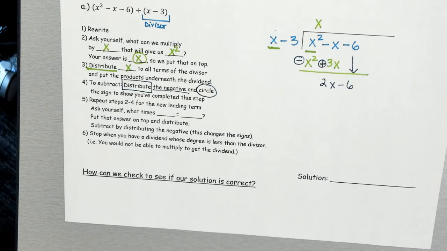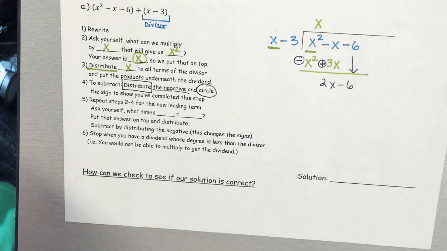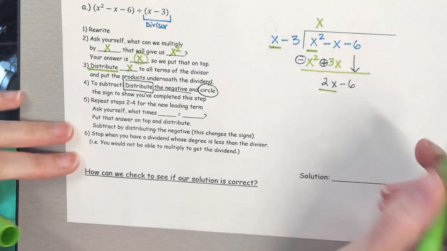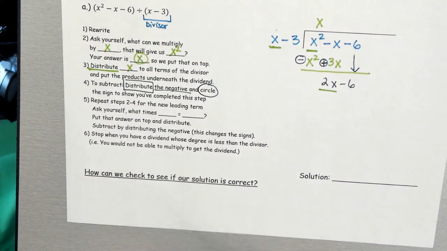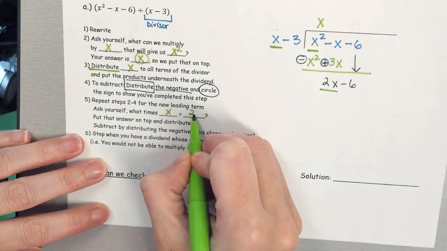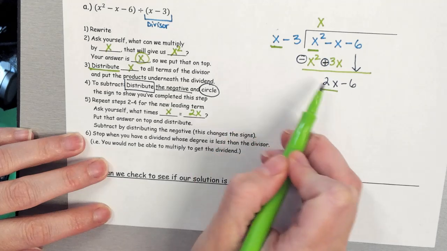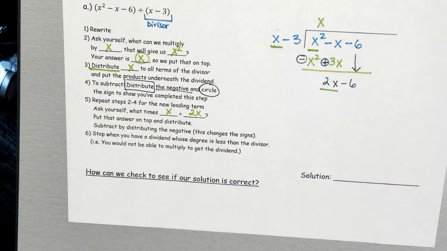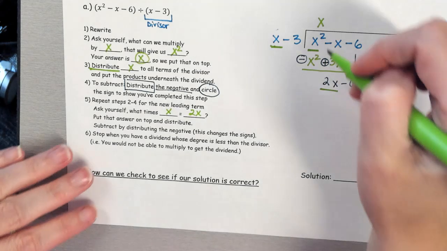So now we're going to say, okay, how many times does x go into 2x? So what times x is going to be equal to 2x? Again, you're always looking at these first two. So what times x is 2x? Plus 2.